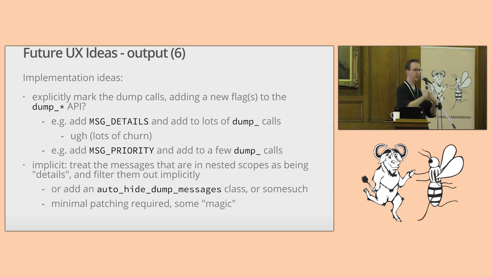And in which case, if people like the split between priority messages and detail messages, how do we express that in the dump calls? Now, you could just add a new flag everywhere explicitly, with message details and message priorities, but that could be a lot of code churn, which I don't really like. The idea I liked was a more implicit approach, which is we've got this idea of nested scopes. How about saying that once you start entering those, everything within them is just details, and only the stuff at the very top level is priority? Or maybe in C++, I like C++ magic, but I know a lot of people don't, have an auto-hide dump messages class, and its lifetime says, okay, all dump messages within my lifetime are details, everything else is priority. That might express, in terms of the API calls, how we do the split between priority messages versus detail messages.